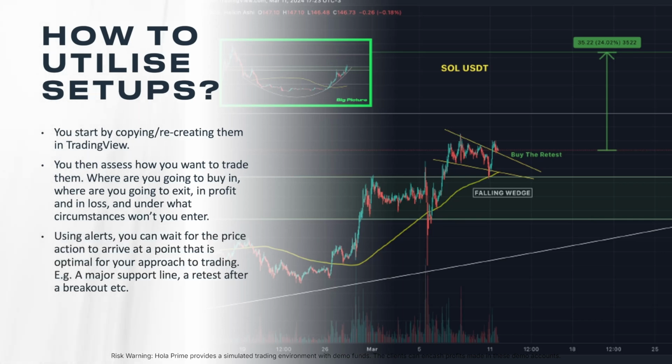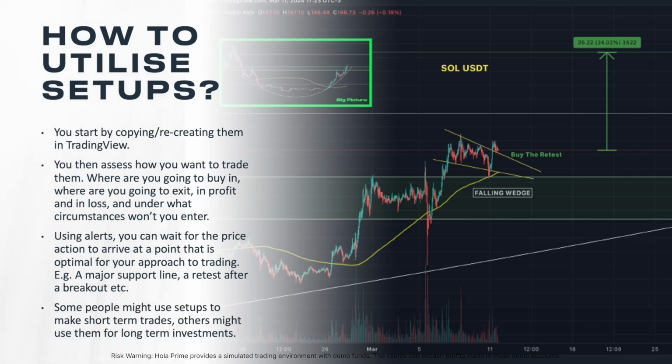And using alerts, you can wait for the price action to arrive at the point that is optimal for your approach to trading. For example, a major support line or a retest after a breakout, which was the premise of this setup. And of course, some people might use setups to make short-term trades. Others might use them for long-term investments. That's completely up to you.